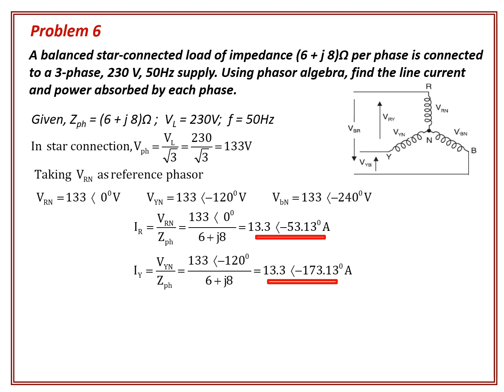Similarly, we can calculate the current in Y phase, IY. IY is equal to voltage in Y phase by impedance of Y phase, that is VYN by Z phase. Substituting and calculating, we get IY equal to 13.3 angle minus 173.13 ampere. Then the current in B phase can be calculated as IB equal to VBN by Z phase. Substituting for VBN and Z phase, we get IB as 13.3 angle minus 293.13 ampere.